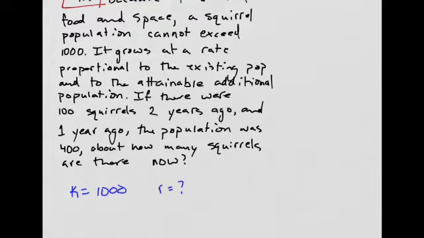But when it says it's proportional to the existing population, that was N. And so it would be like R times N, it's proportional to this, and it's proportional to the attainable additional population. Well, the additional population is just the limit minus whatever population you currently have. Now you're thinking, hold on a minute, wait a minute. I'm going to write it in a different way.